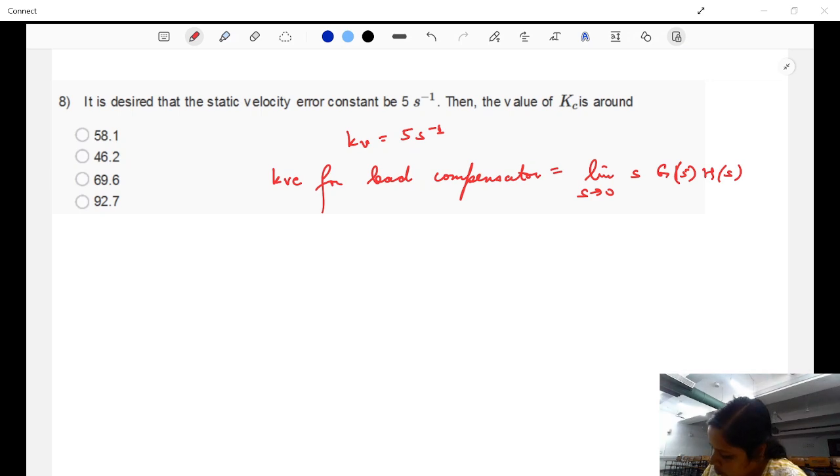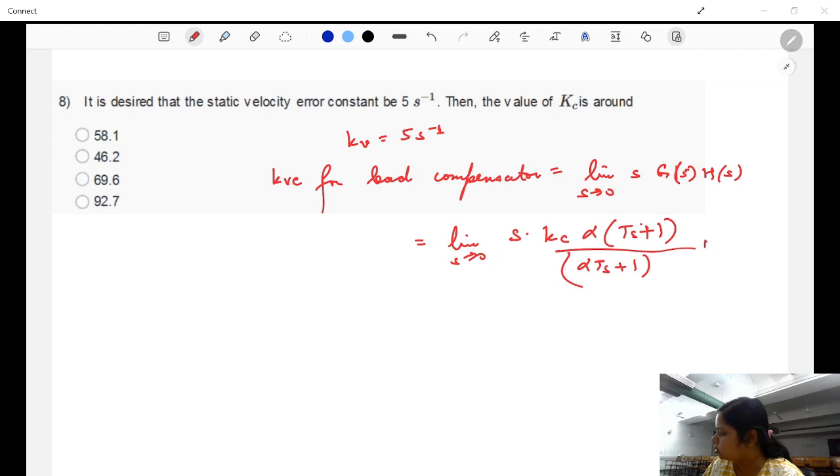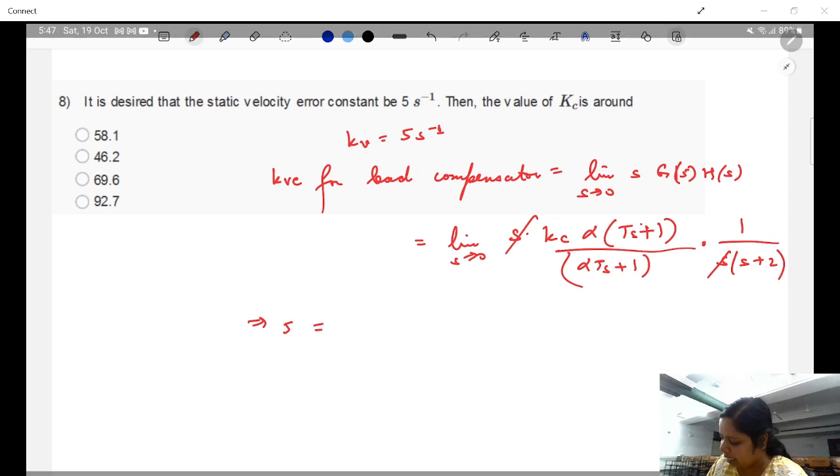So it's the same thing. Then we can write limit s tends to 0, s into what is your transfer function? Kc alpha into Ts plus 1 upon alpha Ts plus 1 into what is the complete forward transfer function? You'll have the plant transfer function as well, right? S into s plus 2. We want this to be equal to 5. Let's cancel the terms out here and put s is equal to 0. So from here we'll only get Kc alpha upon 2 because the other terms would cancel out, right?